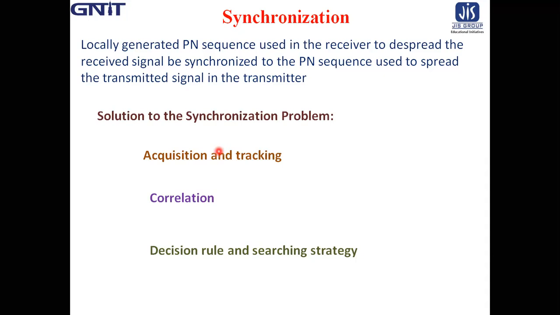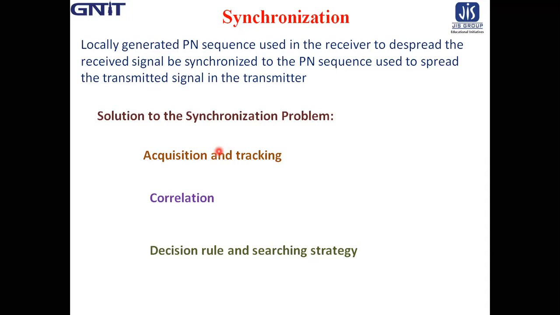Typically, PN acquisition proceeds in two steps. First, the received signal is multiplied by a locally generated PN code to produce a measure of correlation between it and the PN code used in the transmitter. Next, an appropriate decision rule and search strategy is used to process the measure of correlation so obtained to determine whether the two codes are in synchronization or not.